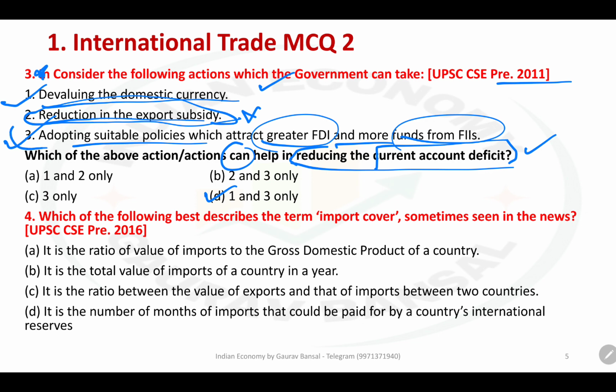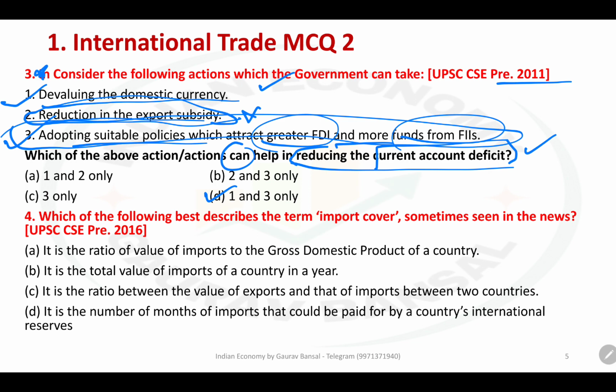Now, actually indirectly if we look at it, then it is possible that this step will also help us in reducing the current account deficit. Because if we are able to attract more FDI, more FII, then generally it should also improve the exports from the country. Okay, because FDI generally comes into export oriented industries also. But not a very, very convincing option.